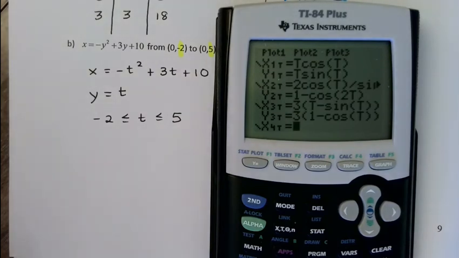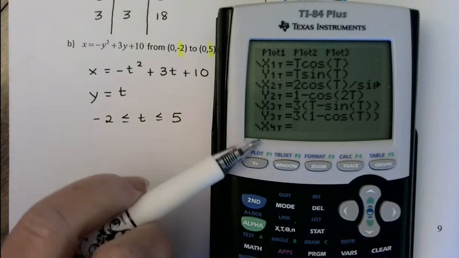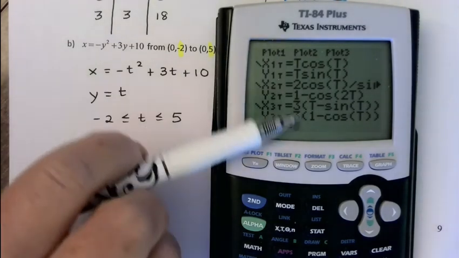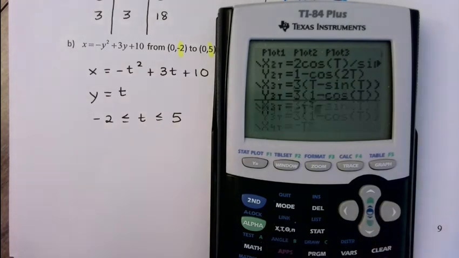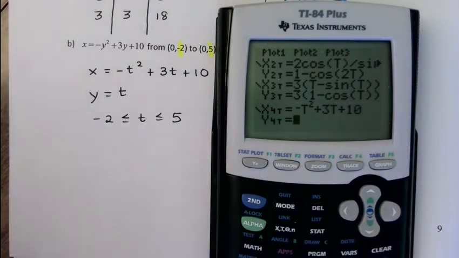I had some functions typed in here already that I want to use later, so I just de-emphasized them. Look at where I'm typing the new ones now. You can ignore everything up here for now. I'm just going to put in my parametric equations. X equals minus t squared plus 3t plus 10, and then y equals t.